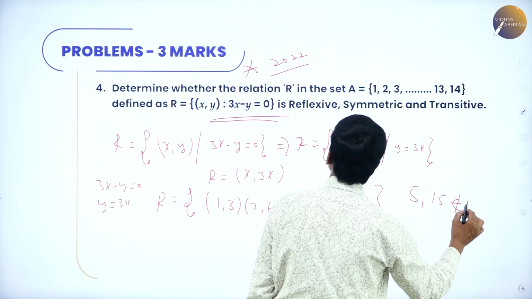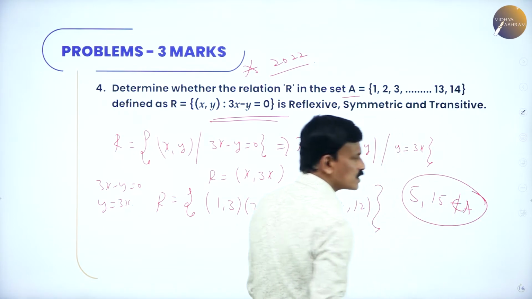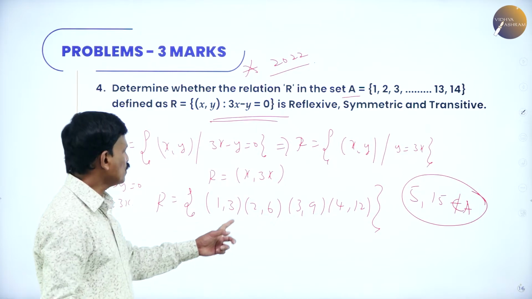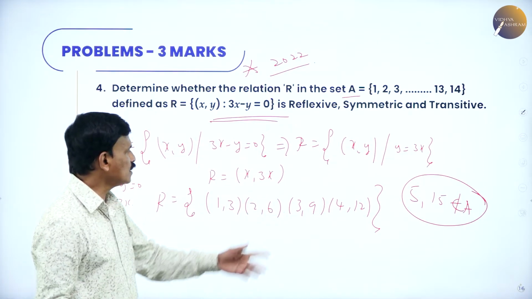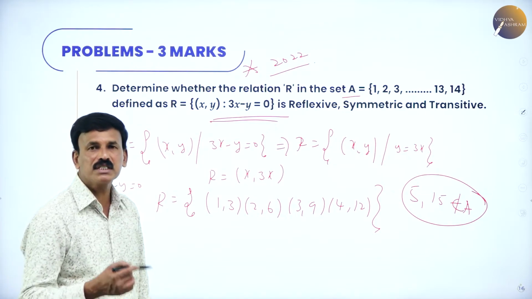that is, what is it given? On the set A, it does not belong to A. So we cannot take this. Okay. So therefore the elements of the relation R are 1 comma 3, 2 comma 6, 3 comma 9 and 4 comma 12. Now verify whether this will satisfy all the three conditions.